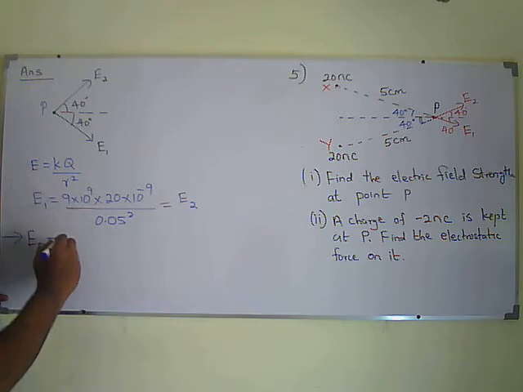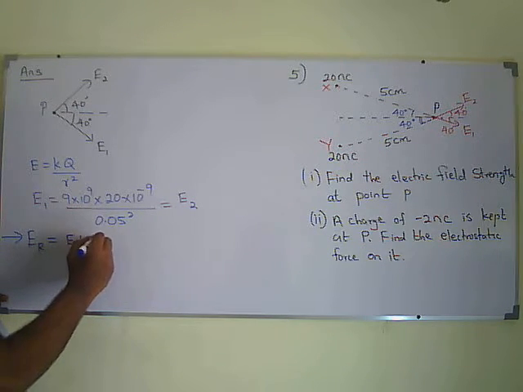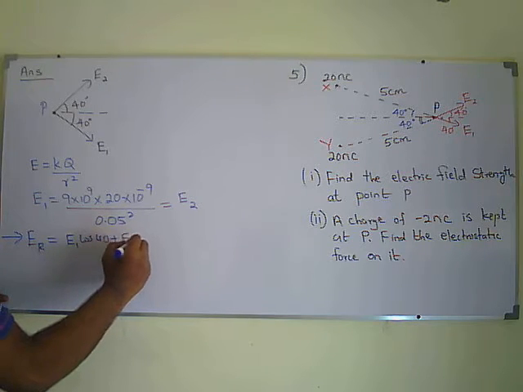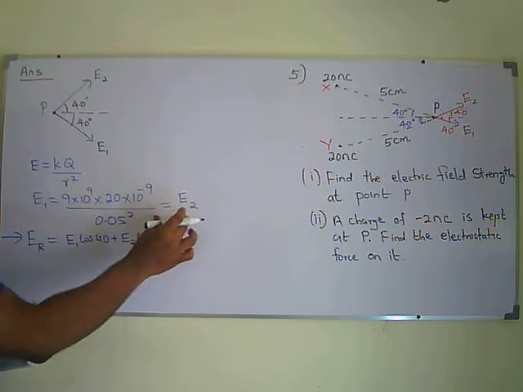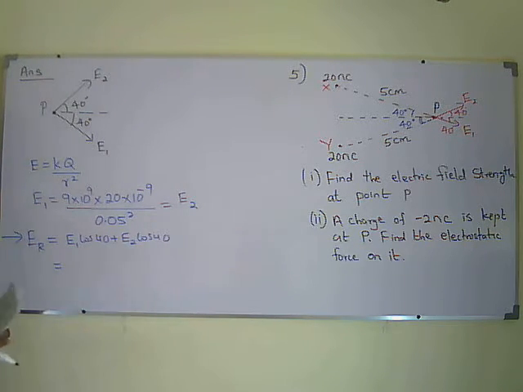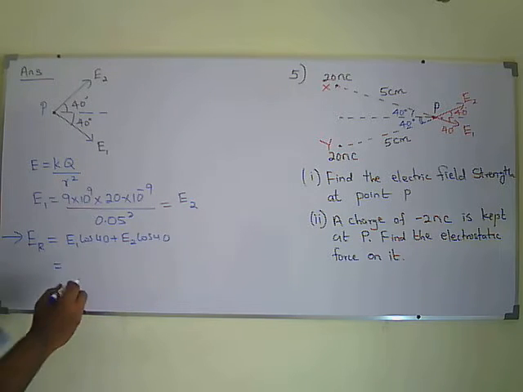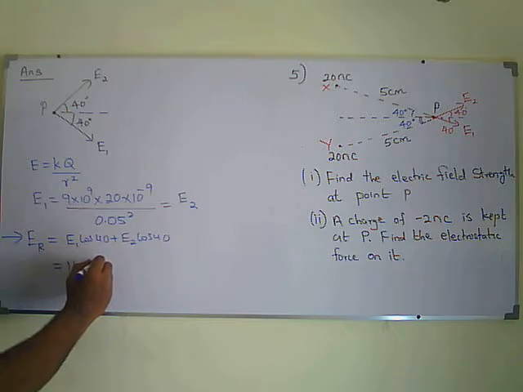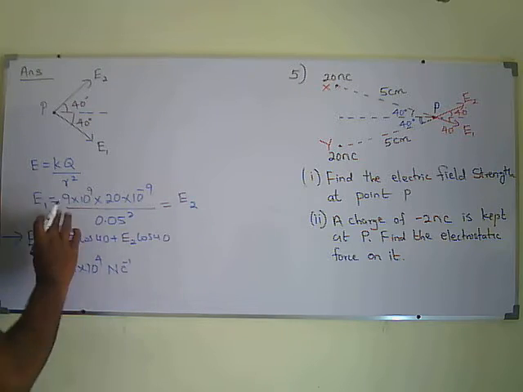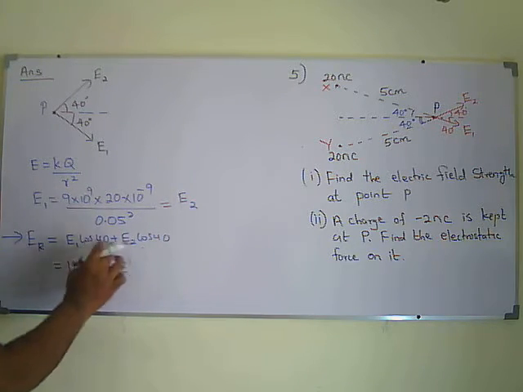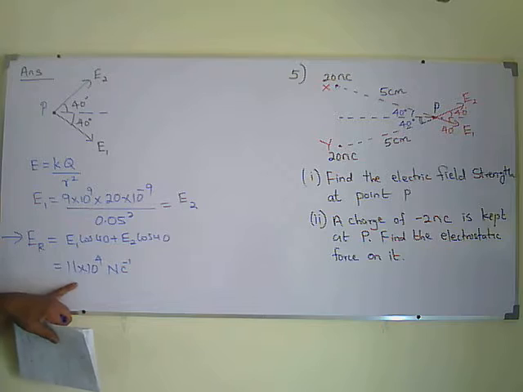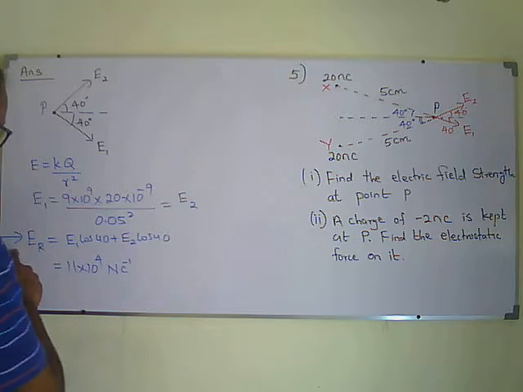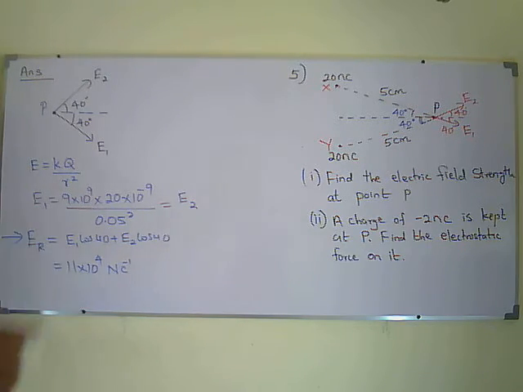That will be E1 cos 40 plus E2 cos 40. But E1 and E2 have the same magnitude. You can find it and substitute here, and you will get the final answer. That will be 11 into 10 to the power 4 Newton per Coulomb. Substitute this value, solve it, find the cos 40. This is the final answer. The resultant vector will be 11 into 10 to the power 4 Newton per Coulomb towards right. I already mentioned the direction here.